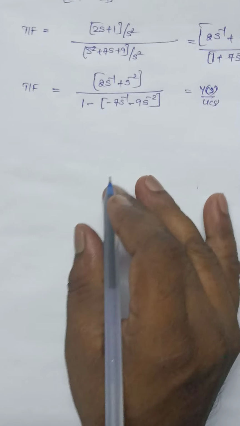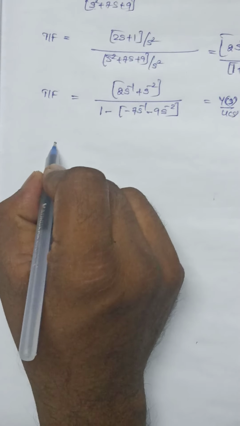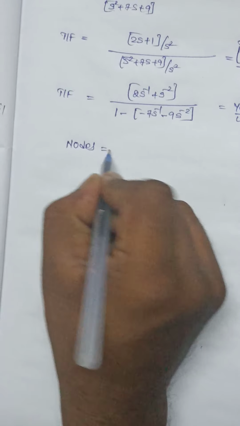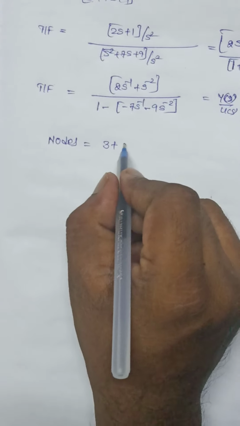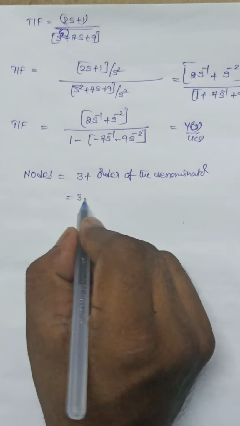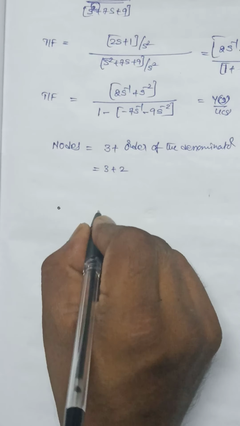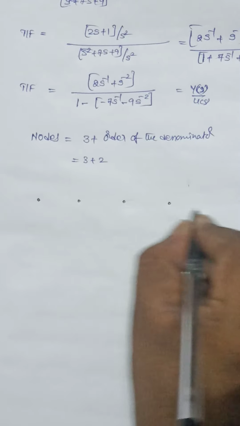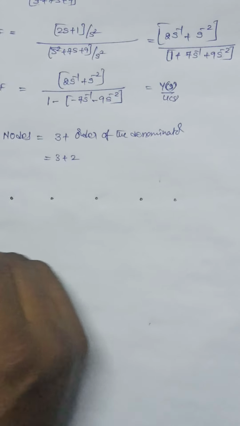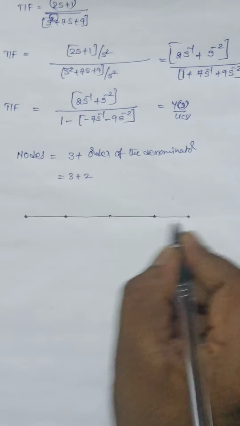So for this, how to write the signal flow graph? To write the signal flow graph, I need to know the number of nodes. Number of nodes is equal to 3 plus the order of the denominator. Here the order of the denominator is 2, so it is 3 plus 2, so 5 nodes. You represent 5 nodes here: 1 2 3 4 5. Connect these 5 nodes.